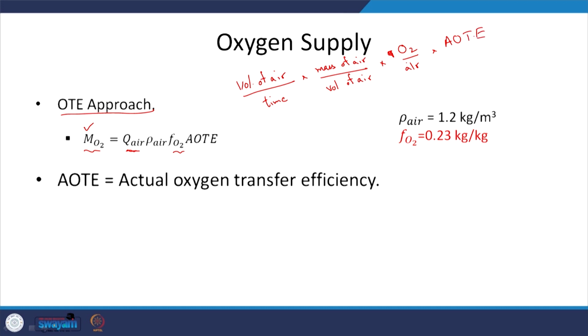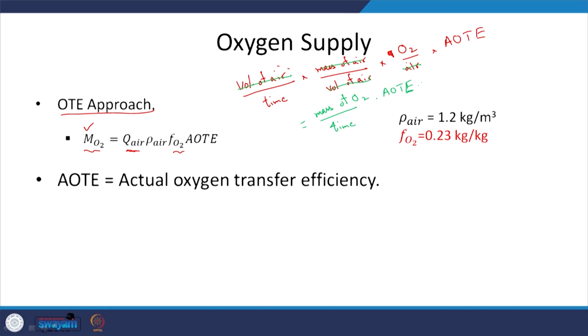How efficient is it being transferred? So, what do we get? Volume of air cancels out, mass of air cancels out. So, the units that I end up with are mass of oxygen required per time, right? And depending on the oxygen transfer efficiency, we have to supply more. So, that is what we have.